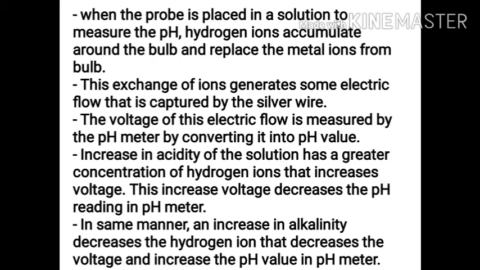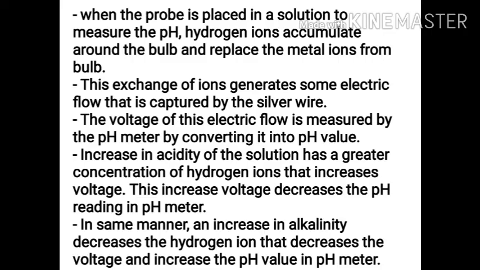When the probe is placed in a solution to measure the pH, hydrogen ions accumulate around the bulb and replace the metal ions from bulb. This exchange of ions generates some electric flow that is captured by the silver wire. The voltage of this electric flow is measured by the pH meter by converting it into pH value. Increase in acidity of the solution means a greater concentration of hydrogen ions that increases voltage. This increased voltage decreases the pH reading in pH meter. In same manner, an increase in alkalinity decreases the hydrogen ions, which decreases the voltage and increases the pH value in pH meter.